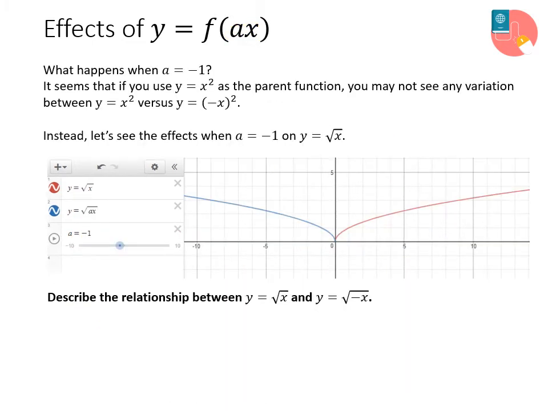What happens now if a is equal to negative 1 and we multiply the x coordinate by negative 1? So obviously a negative x coordinate having such a transformation would be a reflection about the y-axis. So this is exactly what you see below.